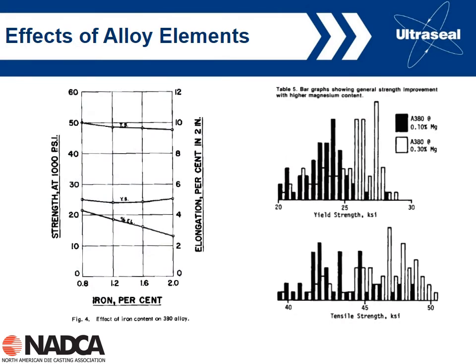Obviously, one of the reasons why we pick different alloys is that the alloying elements are going to change mechanical properties and also change the porosity tolerance. For example, iron. Iron's getting a lot of attention recently, and iron could have a big impact upon the ductility of the castings, and that's what's shown here in terms of the elongation as we increase the iron concentration.